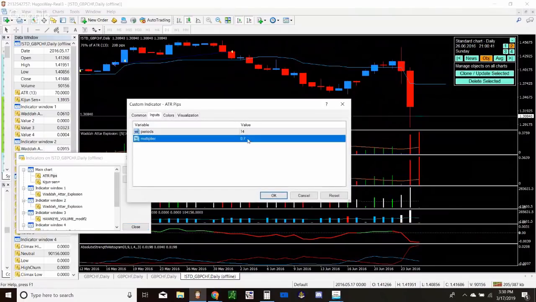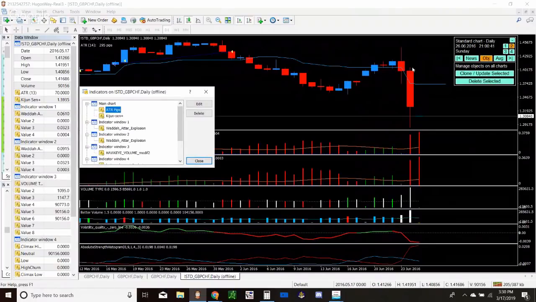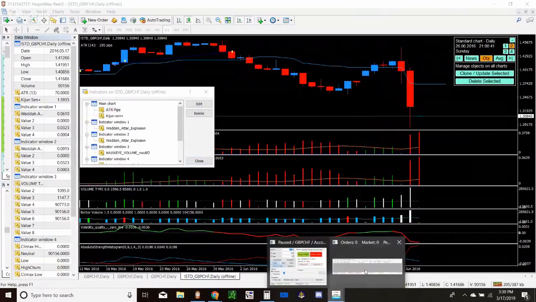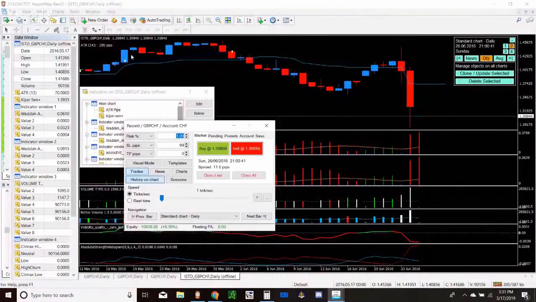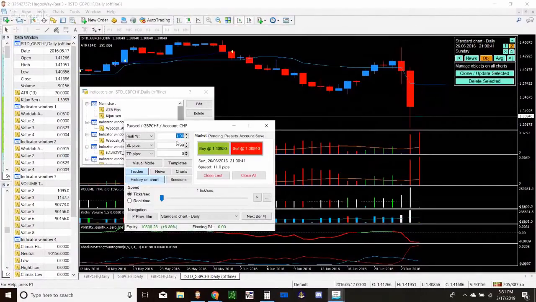Does anyone else know of a way to fix that issue? I don't know how to make it to where our ATR doesn't suffer greatly when you have a huge candle like that. 295. Jeez, that's a big stop loss.